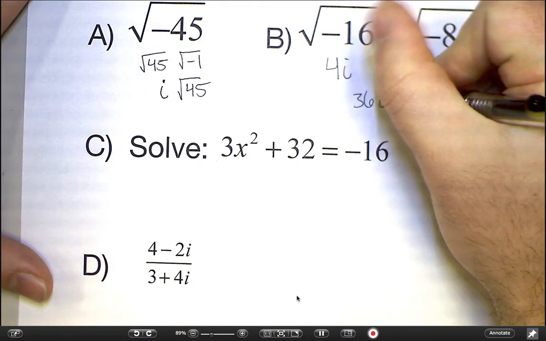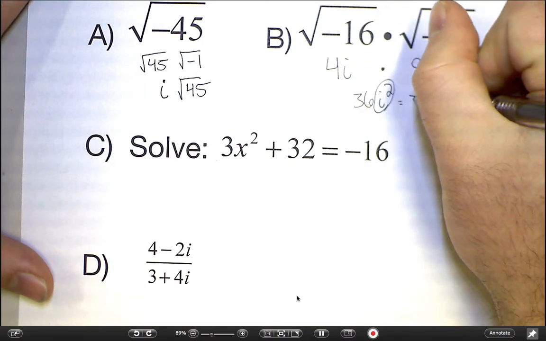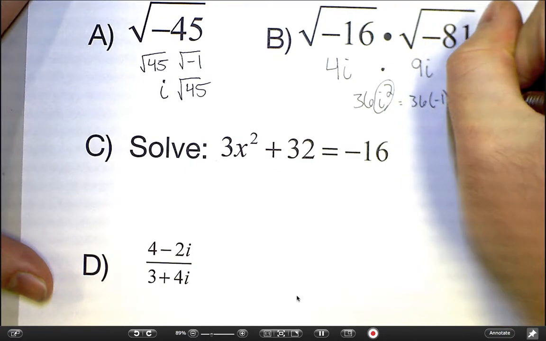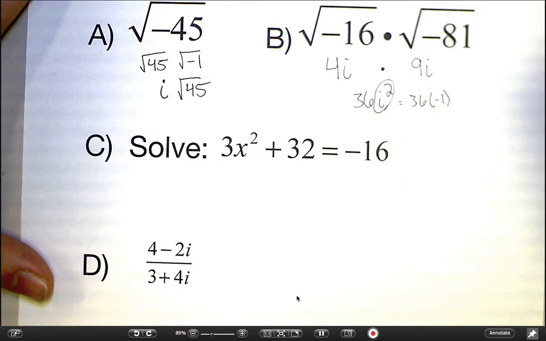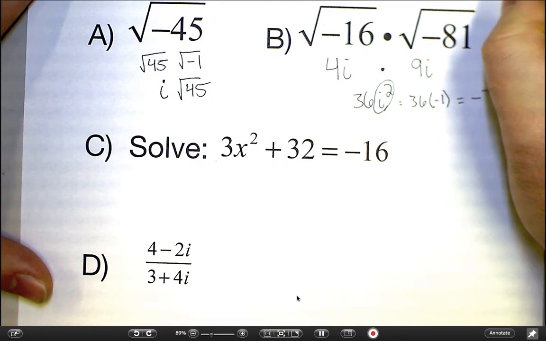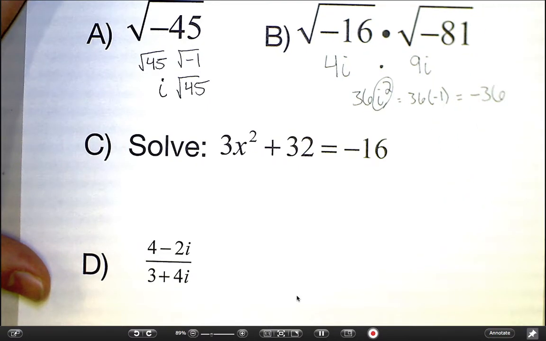And that's important because this i squared piece here is going to go away, and we're going to say that i squared is equal to negative 1. Again, that's the way we define our i and our i squared. 36 times negative 1 does give us a final answer here of negative 36.